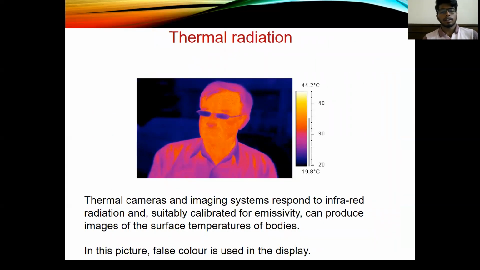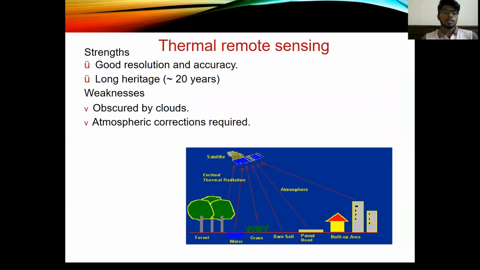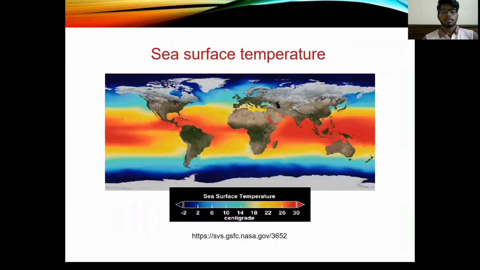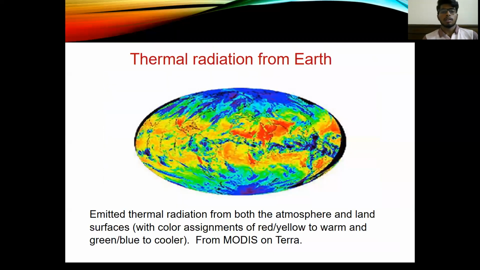Thermal radiation. Thermal cameras and imaging systems respond to infrared radiation and, suitably calibrated for emissivity, can produce images of their surface temperatures. This picture shows a false color display. Thermal remote sensing strengths: good resolution and accuracy, long heritage of 20 years. Weaknesses: obscured by clouds, atmospheric corrections required. Sea surface temperature: thermal radiation emitted from both the atmosphere and land surfaces, with color resemblance of red and yellow to warm and green and blue to cool.